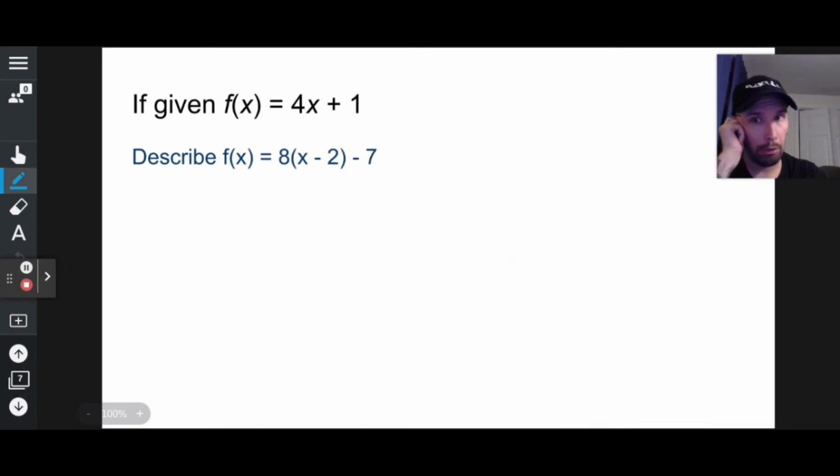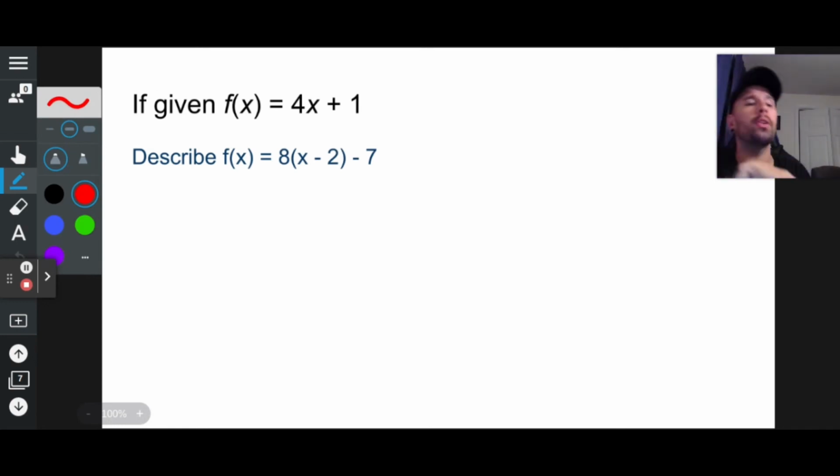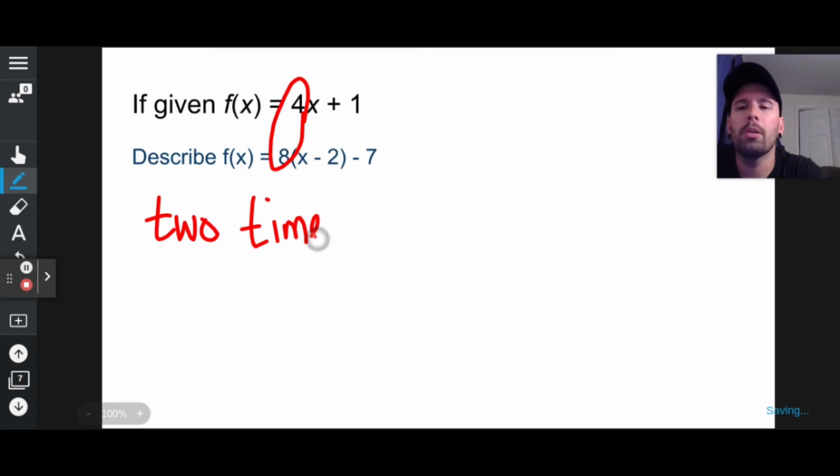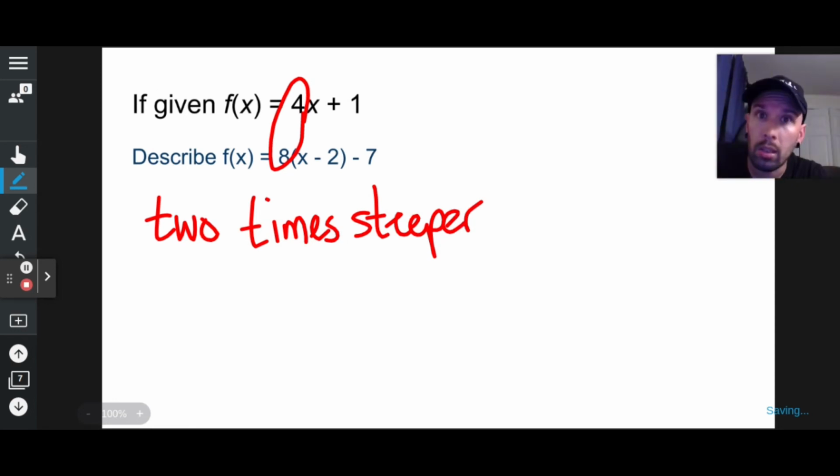Oh, much worse. Ugh. All right, well, let's see what happens. There's 3 things that I care about. The number in front of x, the number next to x, and the number all the way at the end that's floating around all by itself. And it looks like we're dealing with all 3 of those things. So let's look at the number in front of x first. Let's look at the difference between the two. 4 became 8. The difference between 4 and 8 in multiplication terms is times 2. So what happened? It's 2 times steeper.